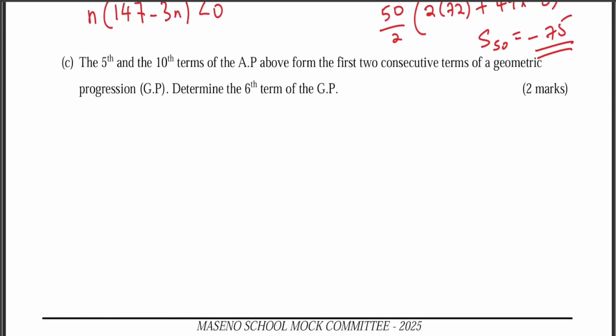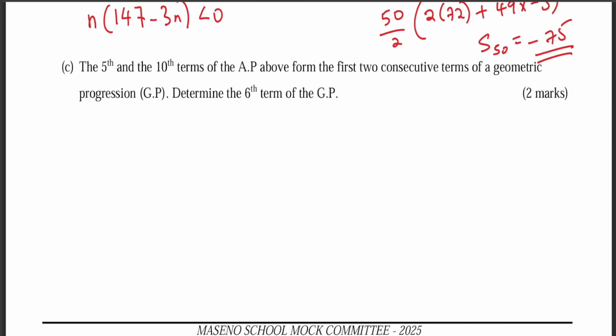Now the last question, question C: the 5th and 10th terms of the AP form the first 2 consecutive terms of a GP. Determine the 6th term of the GP. Okay, so the 5th term is a plus n minus 1 times d. We say it is a plus 4d, and we now know our a and our d, so it's 72 plus 4 times negative 3, which is basically 72 minus 12, which is 60. So that is the 5th term.